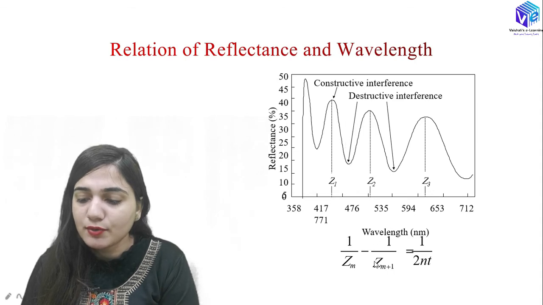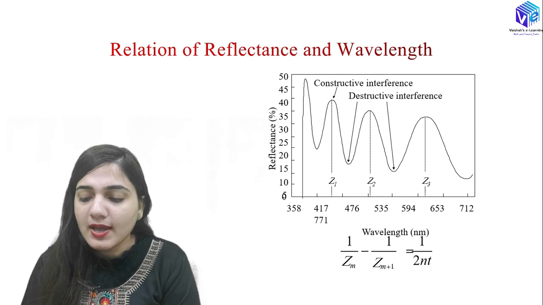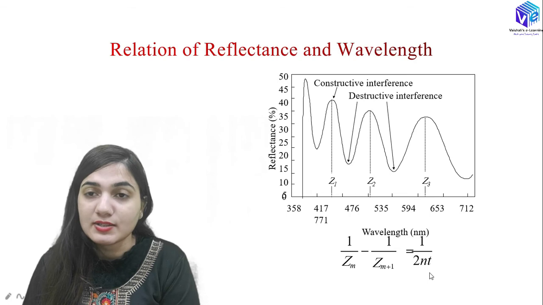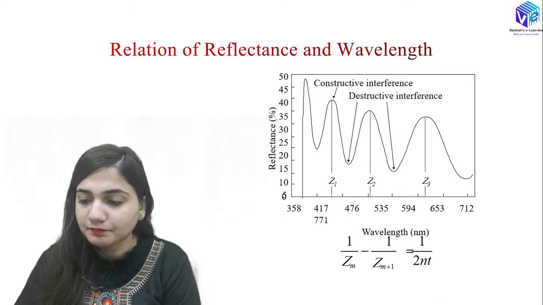Here you can see, for different wavelengths, 1/λm minus 1/λm+1 will be equal to 1/2nt, and from this relation I can easily find out the film thickness. The refractive index must be known, and the wavelengths must be known, and then I can find out the given film thickness. So this is a very important relation that you can remember.